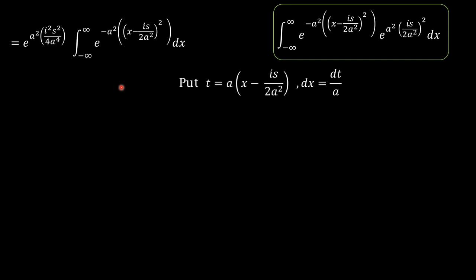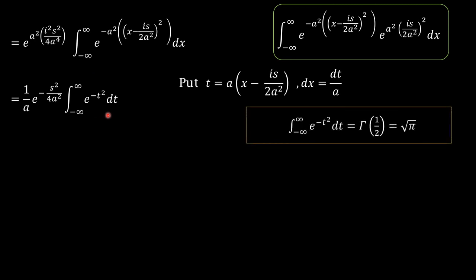Let me simplify the above integral by substituting t is equal to a into (x minus is by 2a square), so that dx is equal to dt by a. So the above equation changes to the form. Just observe over here, i square is nothing but minus 1, so it is minus a square by 4 into a to the power 4 is 4a square, and dx is replaced by dt by a, and 1 by a I have taken outside the integral, so that the integration is of the form e to the power minus t square dt, where the limits are varying from minus infinity to infinity.